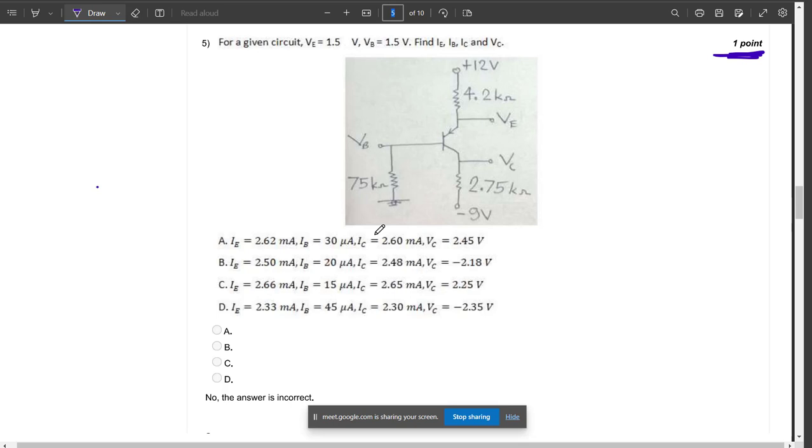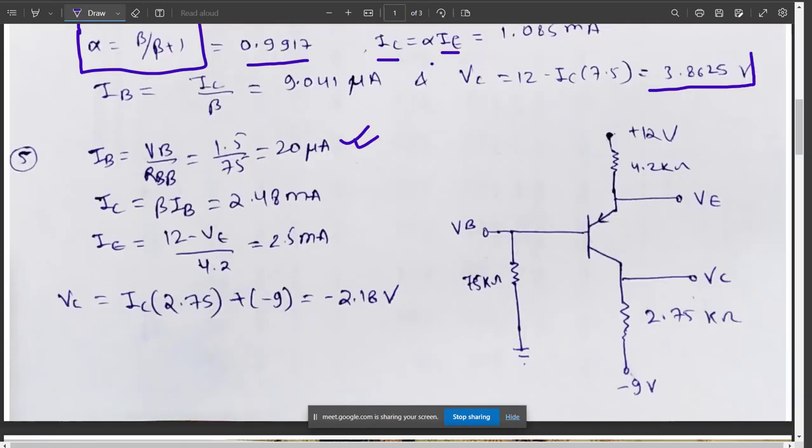Ma'am, how do we calculate I? Which I? IE, the emitter current. For IE, we see 12 is given right here. V is given to you already, V is 1.5 volts, and the resistor is given to you. So we'll find the value of IE first, and after finding IE, you can find the value of IC, right?